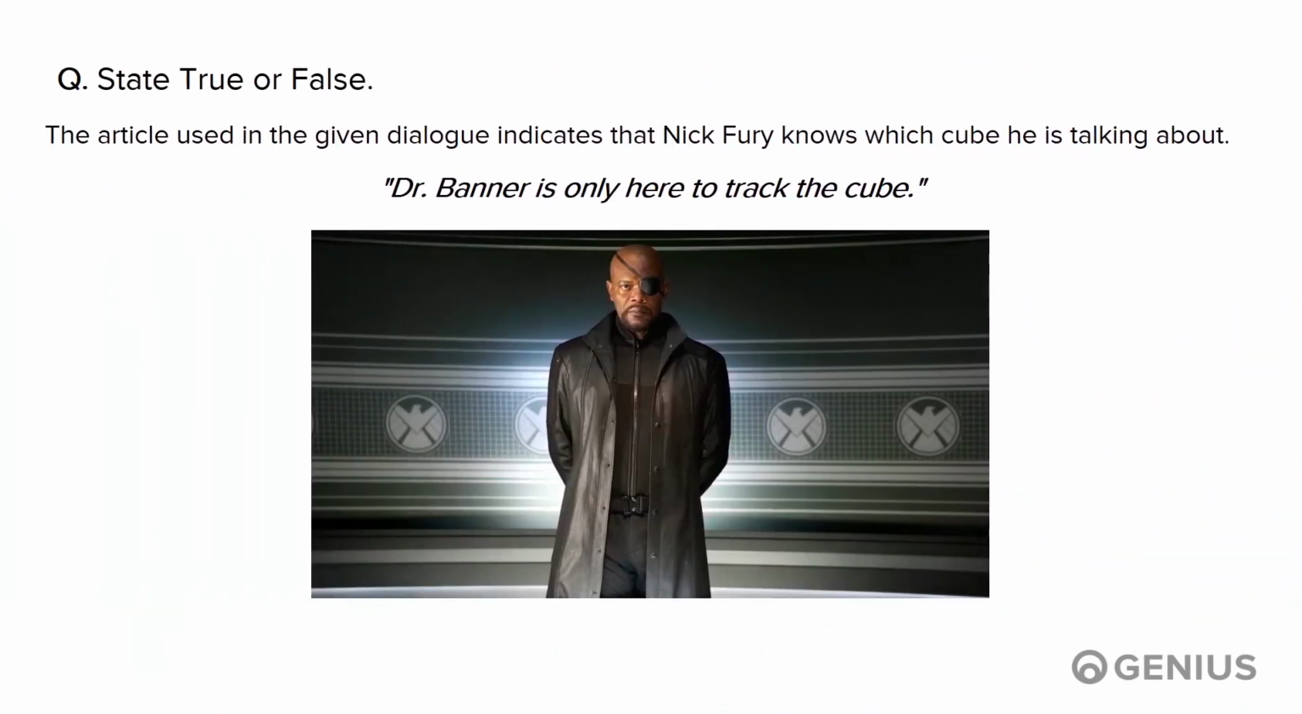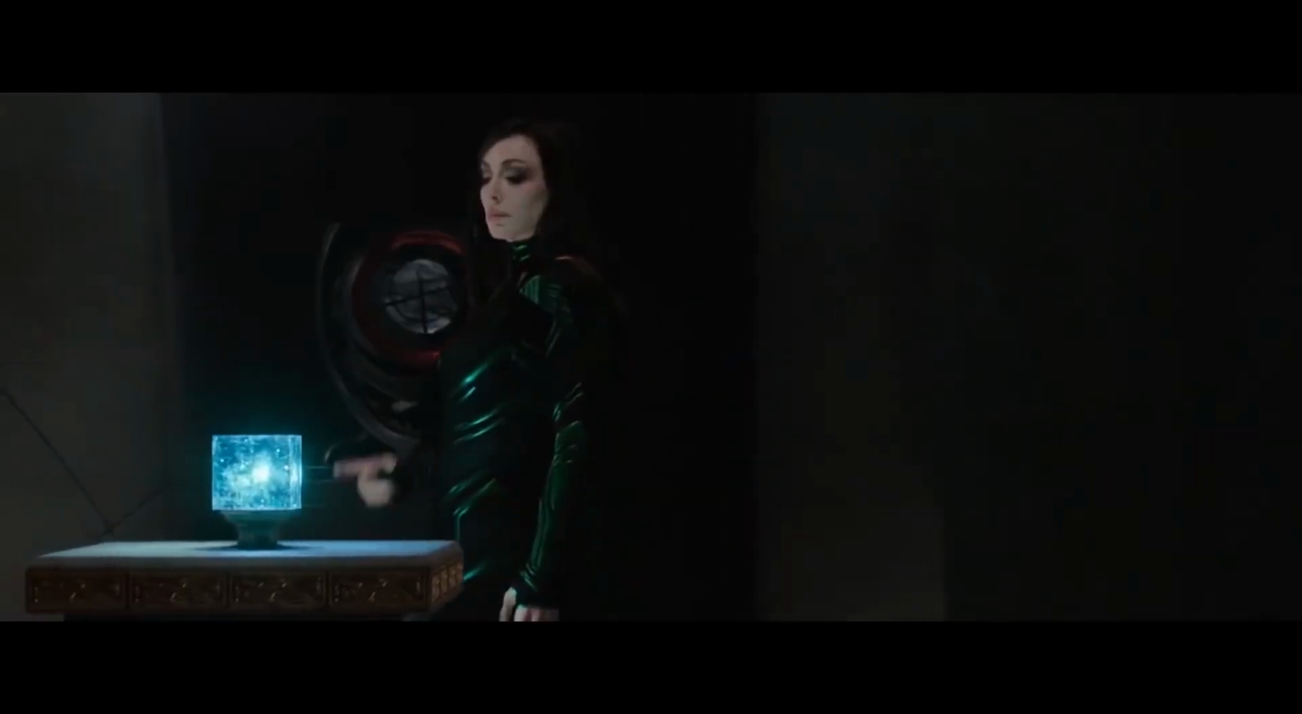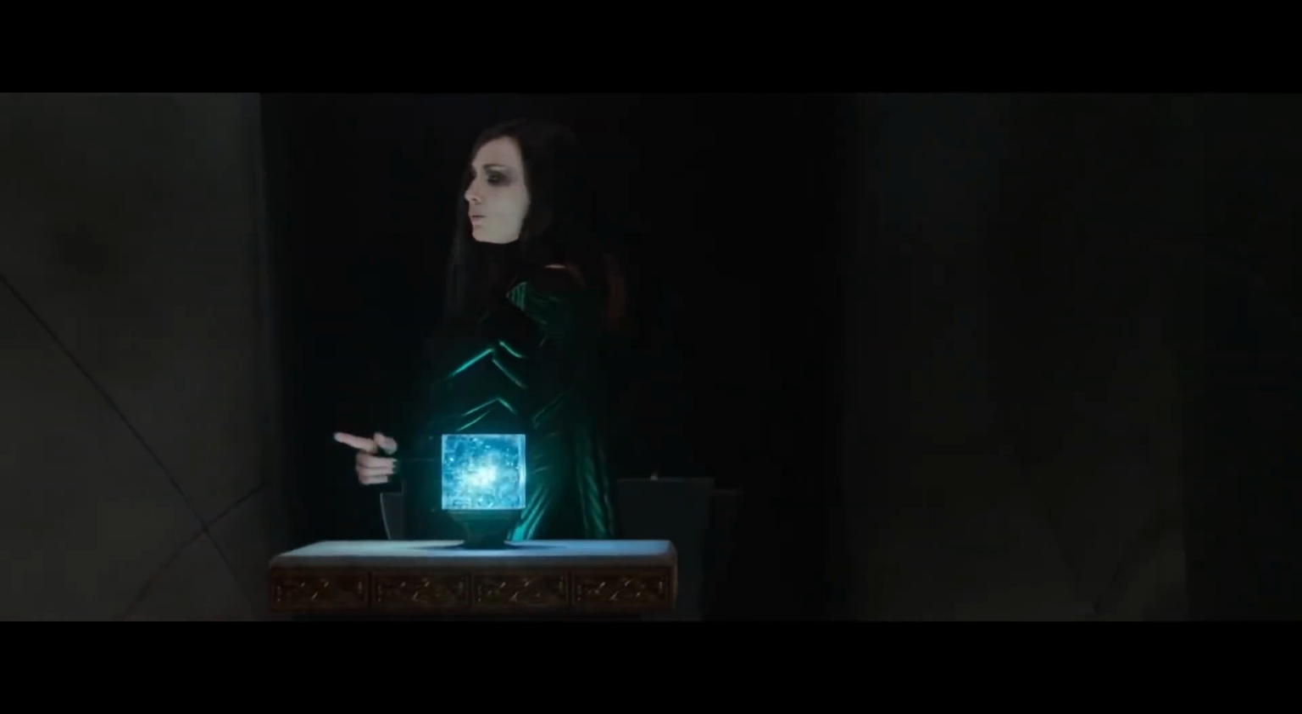Very quickly, let's solve another one. State true or false. The article used in the given dialogue indicates that Nick Fury knows which cube he is talking about. The answer is true. The definite article the is used to refer to a specific person or thing. In this case, Nick Fury is talking about a specific cube, the Tesseract.